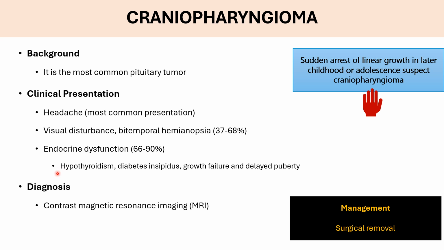Endocrine dysfunction, for example, hypothyroidism, diabetes insipidus, or deficiency of ADH or antidiuretic hormone, growth failure, and delayed puberty. Diagnosis: brain MRI with contrast. This is high yield. Suspect craniopharyngioma if you have sudden arrest of linear growth in later childhood or during adolescence. Management of craniopharyngioma: surgical removal.